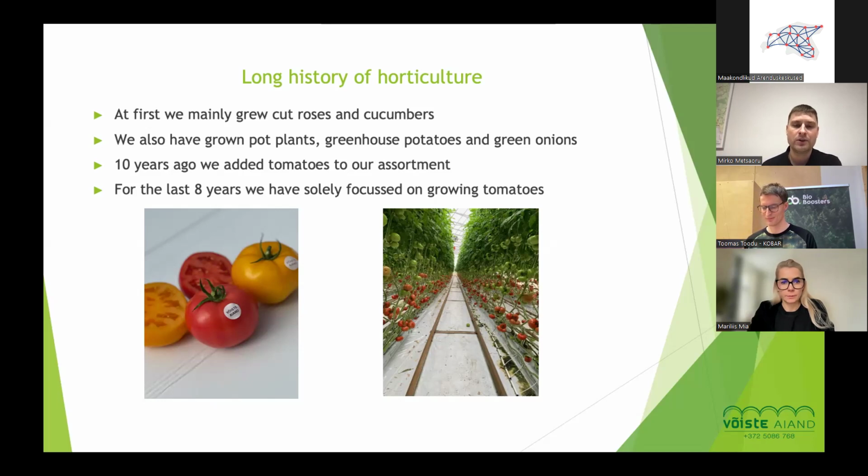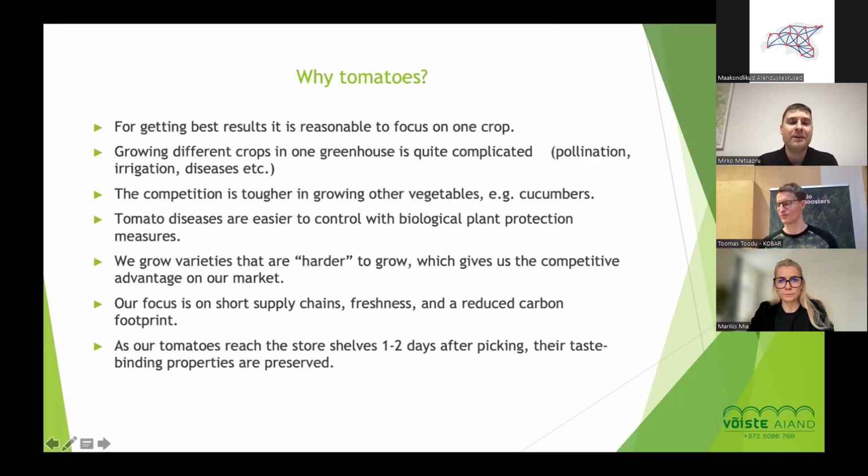Other growers in Estonia, bigger growers, mainly grow red tomatoes or smaller tomatoes or cocktail tomatoes, because they are agronomically easier to grow. As I told, for a better result it is reasonable to focus on one crop. Also, it's very hard growing different crops in one greenhouse. There are many issues with pollination, like with the tomato and cucumber. Tomato needs additional pollination, cucumber usually doesn't.